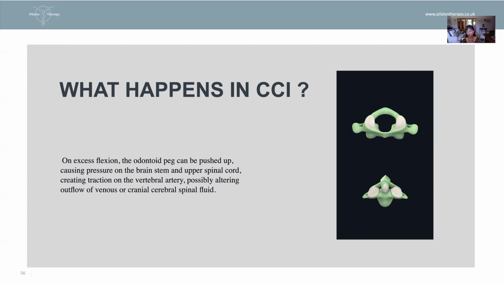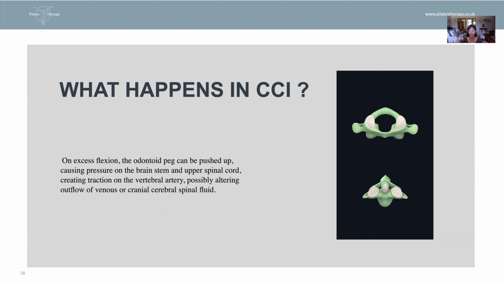So we have here images of your C1 and C2. This is the top vertebrae where it meets your skull, and you can see where the skull would sit and slide nicely. Then on the C2, which is the one that comes up and meets the C1, you can see there's that projection on the top, which is what we call the odontoid peg. And this gets pushed up. You can see through the hole.